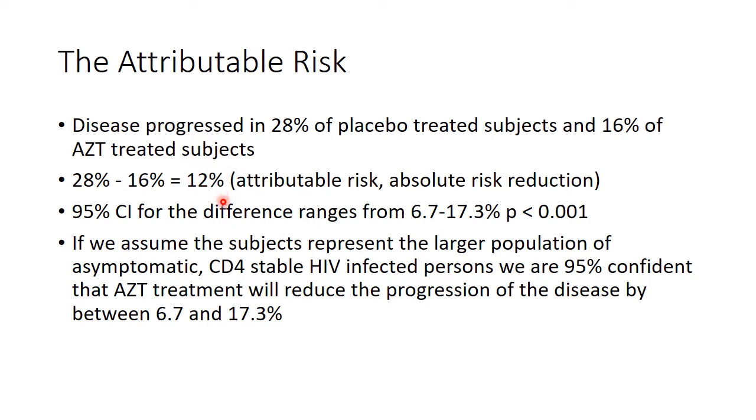progression. Okay. Now, one of the other things you can do here is get a 95% confidence interval for this number as well. We see that it could range anywhere between 6.7% up to 17.3%. So the risk reduction could be as small as a 6.7% reduction, or as high as a 17.3% reduction. And here the p-value they determined was less than 0.001. Okay.